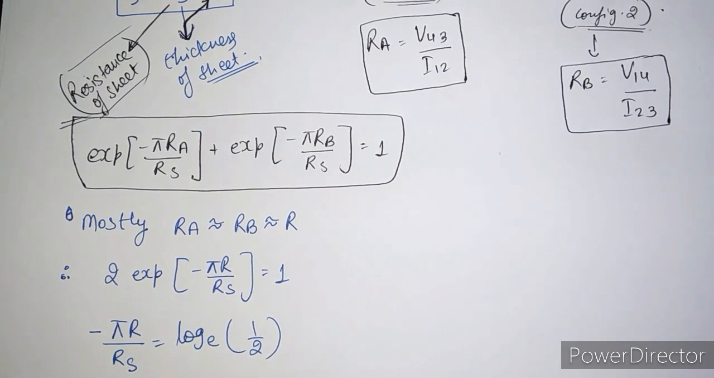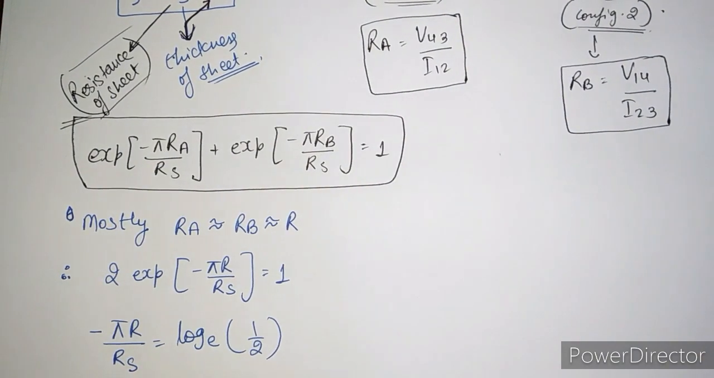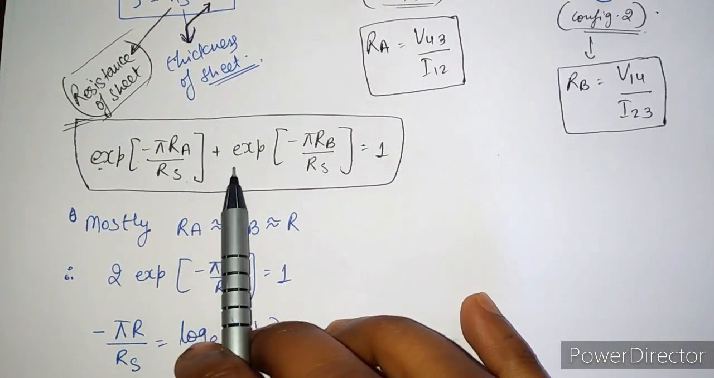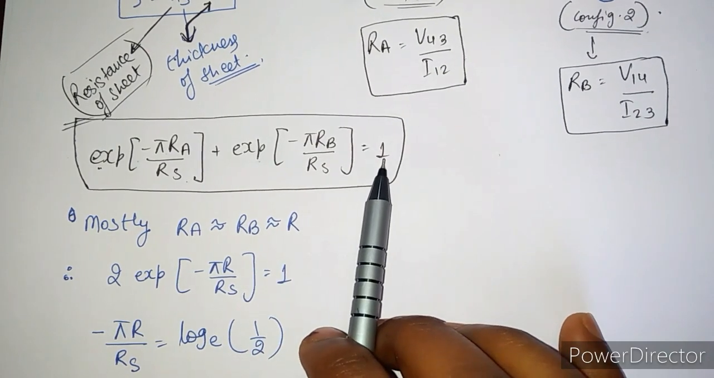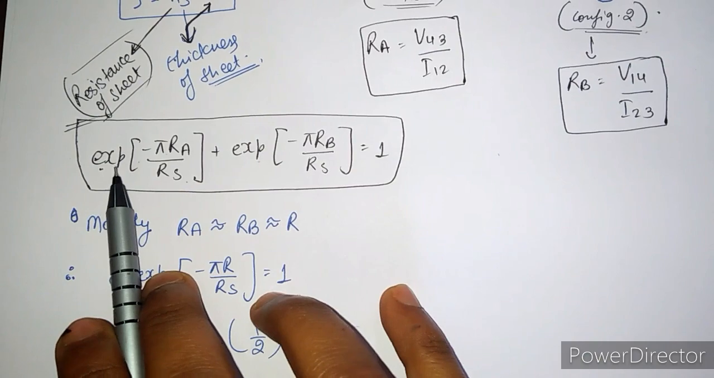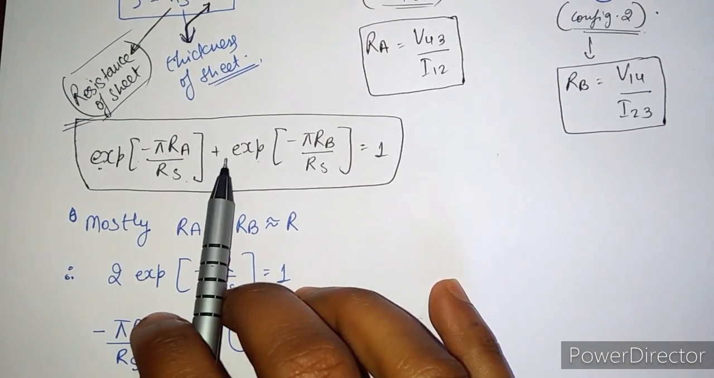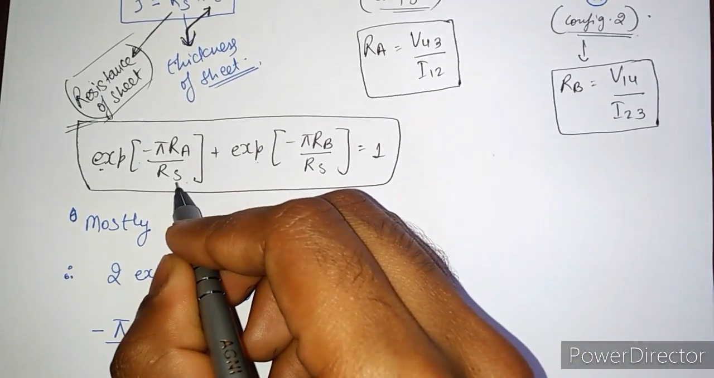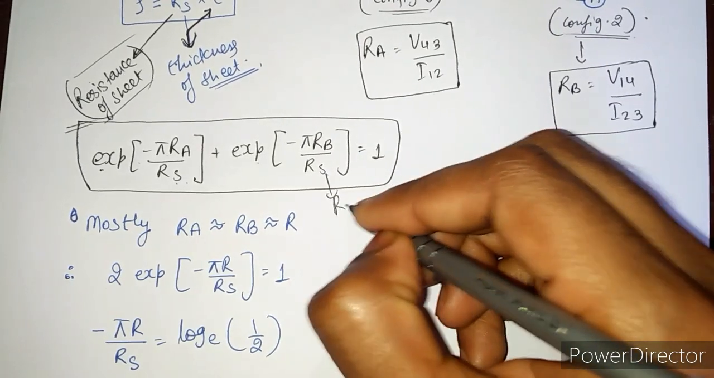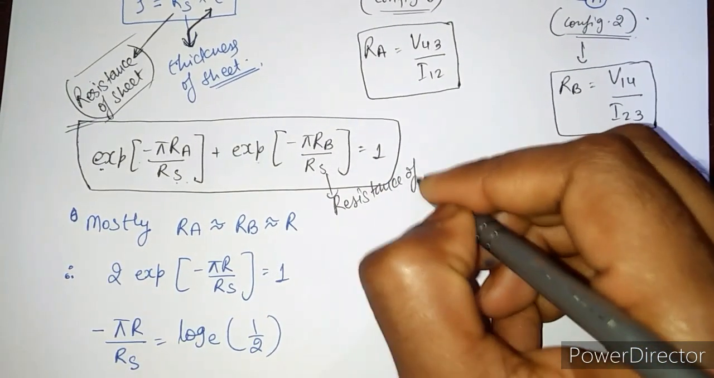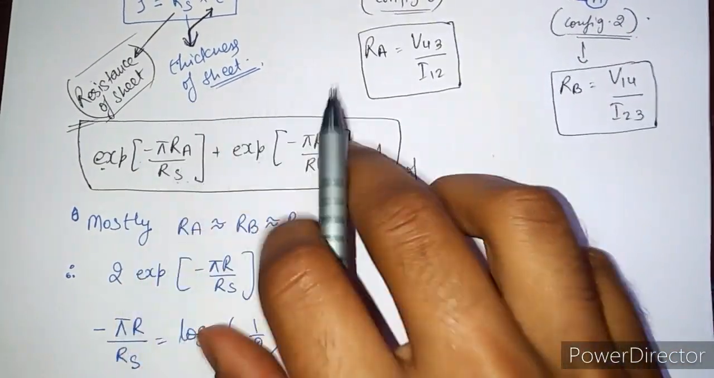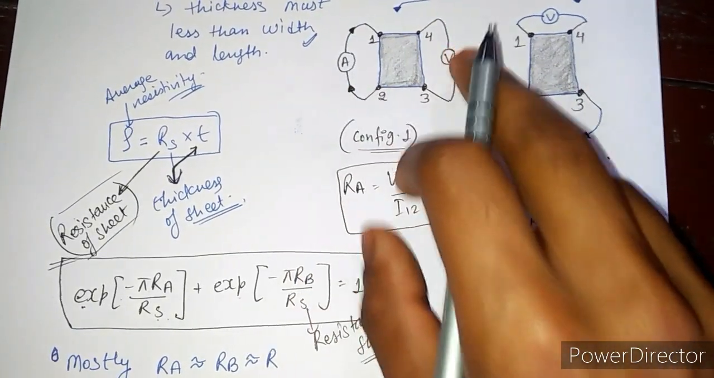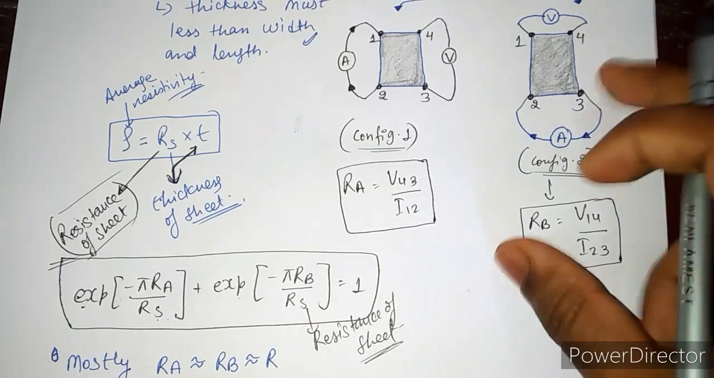Now there is the van der Pauw equation with the help of which we will find the resistivity of a sample. The van der Pauw equation: exponent minus pi Ra upon Rs plus exponent minus pi Rb upon Rs is equal to 1. We can also write it as e to the power minus pi Ra upon Rs plus e to the power minus pi Rb upon Rs is equal to 1. Here Rs is the sheet resistance, and Ra and Rb are the resistance of configuration 1 and the resistance of configuration 2.